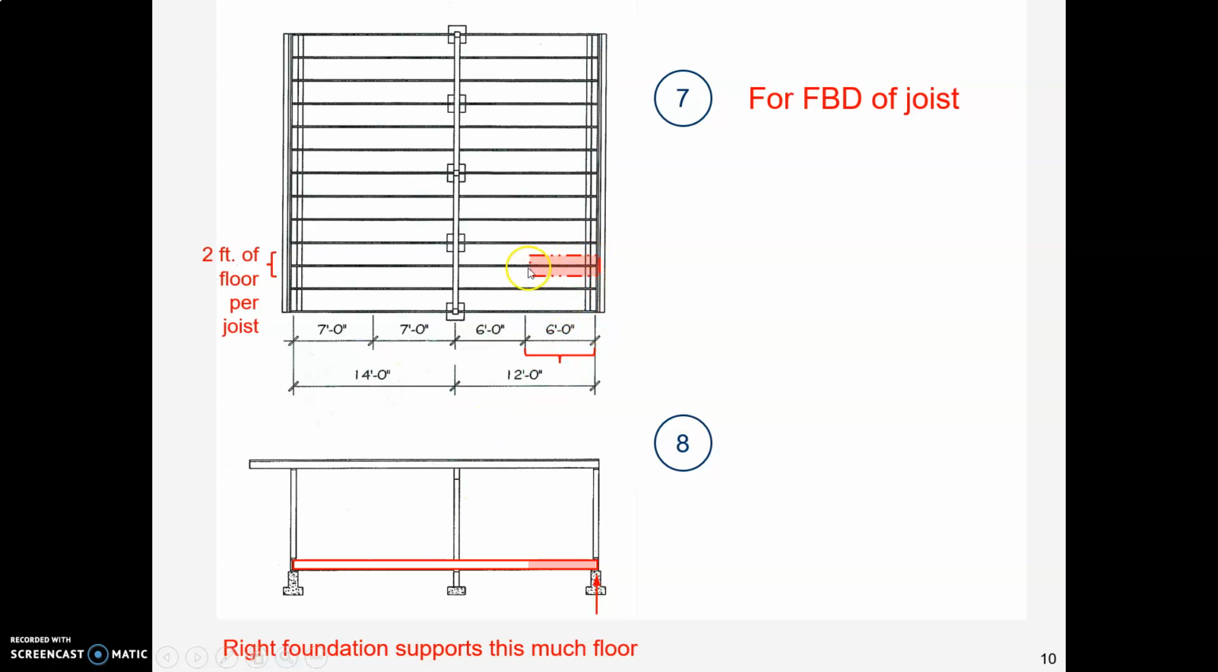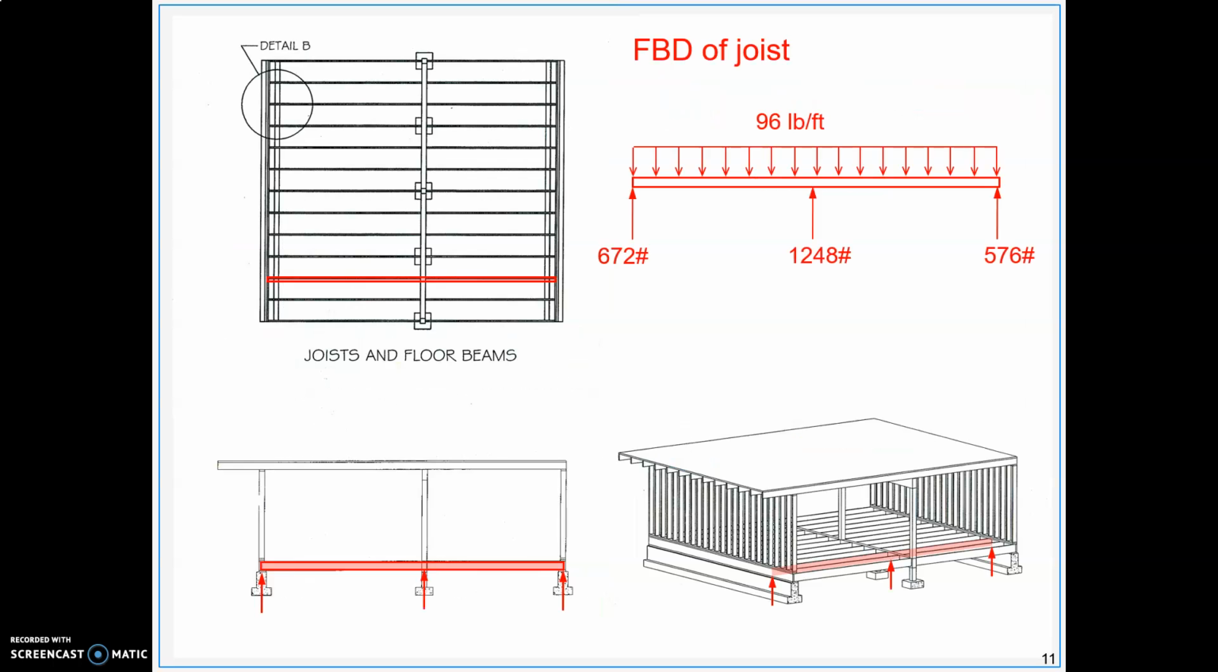Here, halfway between the floor beam and the foundation is 6 feet, and it's still a 2-foot deep tributary width. So the area there must be 2 times 6, that must be 12 square feet, and it weighs 48 pounds per square foot. So this chunk of floor sitting on a joist, 12 times 48, must be 576 pounds.